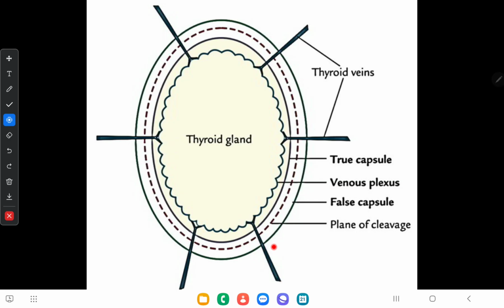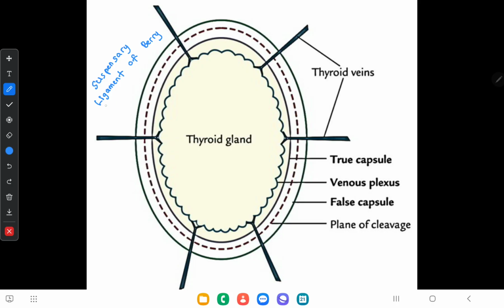So you have to remember very well. The venous plexus of the thyroid gland is situated deep to the true capsule, deep to both capsules. That is the part you have to remember.